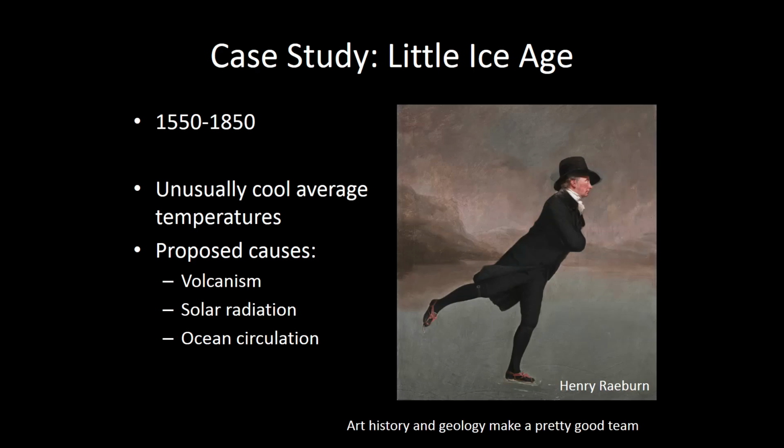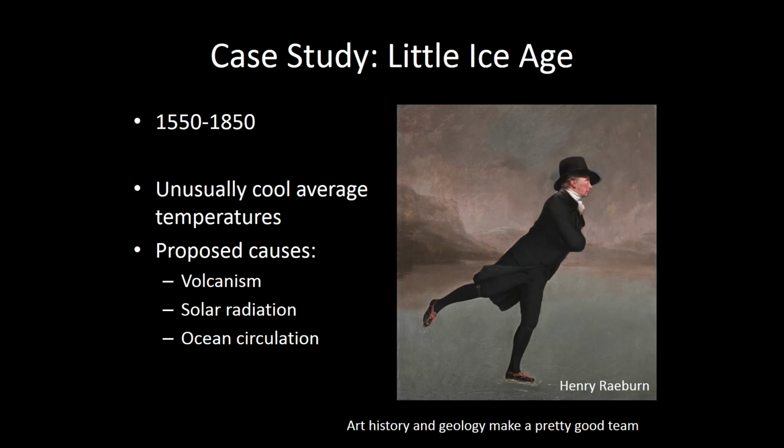All right, so case study. The Little Ice Age. So here is some old art history. All right, this was a couple of paintings by Henry Rayburn. Actually painted this a couple of times. This was actually painted in the height of summer. So for about 300 years or so, there was unusually cool temperatures. A couple different things were proposed: solar radiation, volcanism, ocean circulation, and this was 1550 to 1850. So this is really recent.